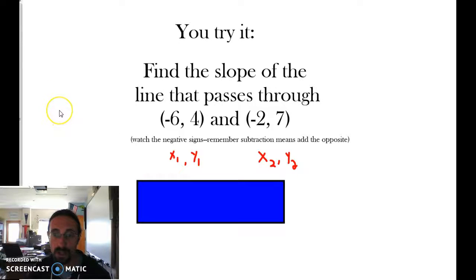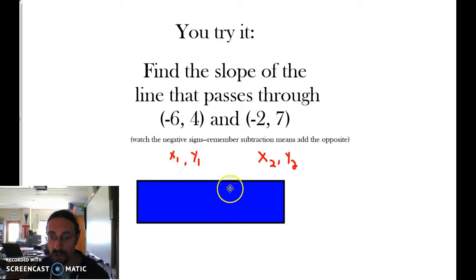All right, so what I'd like you to do now is try this problem. Find the slope of a line that passes through these 2 points. Again, watch the negative signs, and remember, subtraction means add the opposite. Good, try this problem, pause the video, and come back and look at the solution.